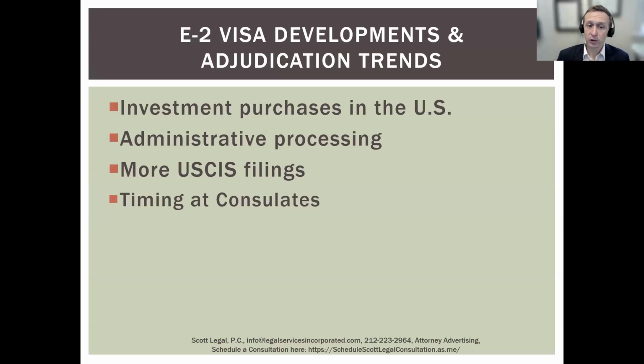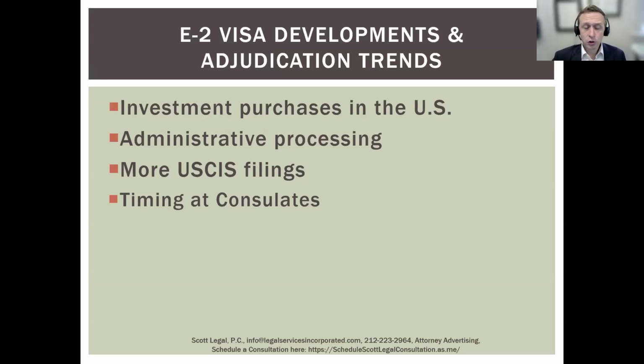A USCIS approval is basically just an I-94. You basically just have an E-2 I-94. And if you've traveled to the US before, you know that an I-94 is only good during that stay. So as soon as you leave, your I-94 is irrelevant and you need to try to re-enter again. You can't re-enter based on an I-94. You need a visa. But during COVID, we saw more USCIS filings.